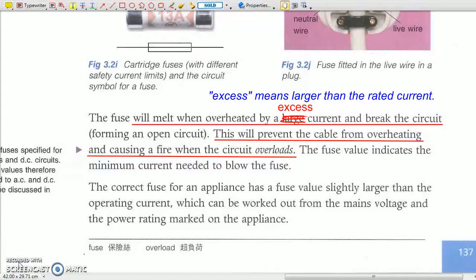Fuse is cheap and it can be readily replaced. The fuse protects the electrical appliances from being overloaded and also prevents the cables from being overheated by excess current flow.